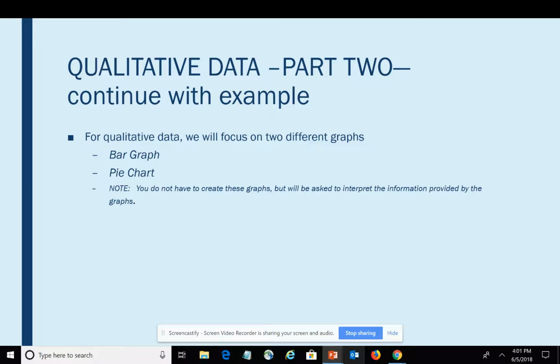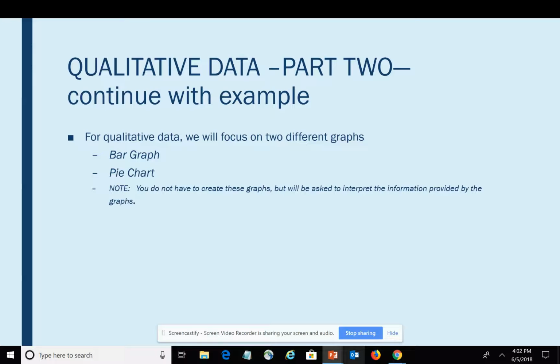This is Module 1, Lesson 4, Part 2. We're going to continue our discussion of qualitative data, and we're going to pick up and talk about the ways that you can display qualitative data. We're going to focus on two different types of graphs. They are a bar chart and a pie chart.